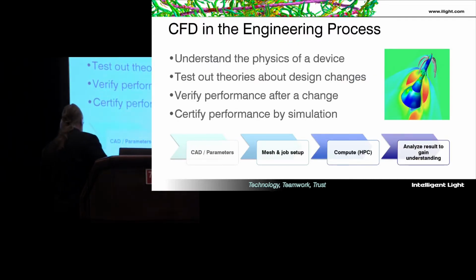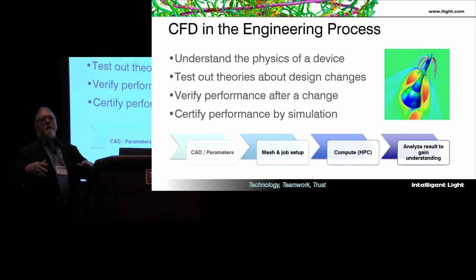So a little background on CFD in the engineering process. Why do you do CFD? Well, sometimes you want to understand the physics of a device because you want to make it better, so you want to understand it. You want to test out theories about changes in design. If you want to make a Formula One car go faster, I might want to change the front wing. How's that going to perform?